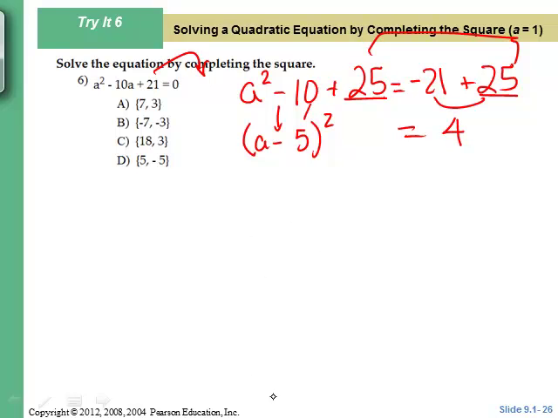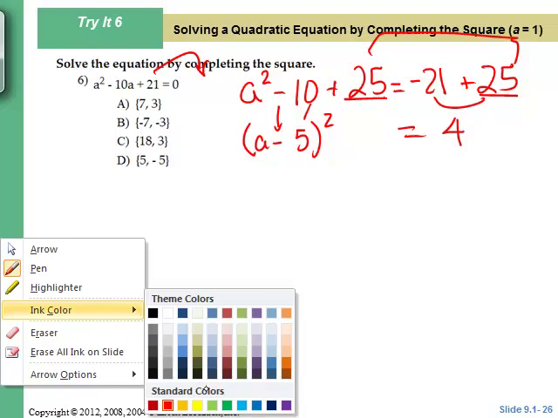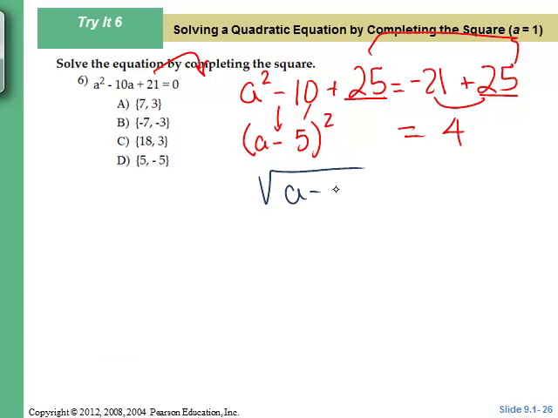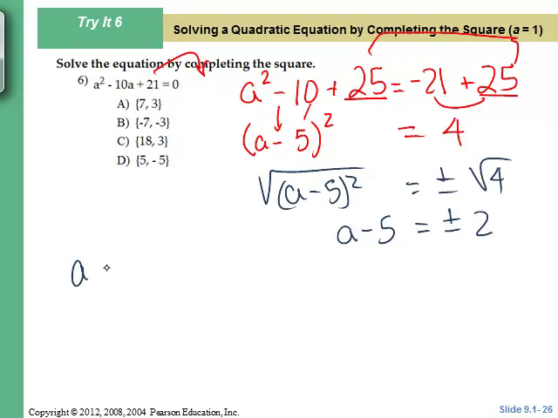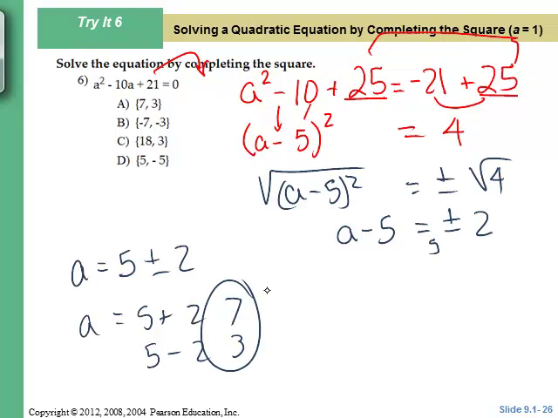Now, when we take the square root of both sides, square root of a minus 5 squared equals plus or minus square root of 4, we get a minus 5 equals plus or minus 2. A equals, now let's add 5 to both sides, 5 plus or minus 2. A equals 5 plus 2, which is 7, 5 minus 2, which is 3. Okay. Next.